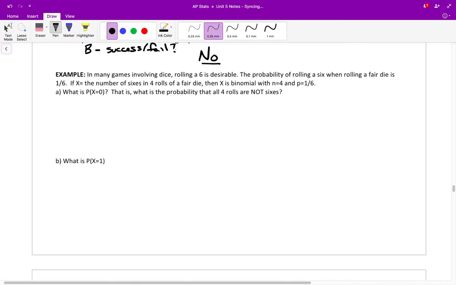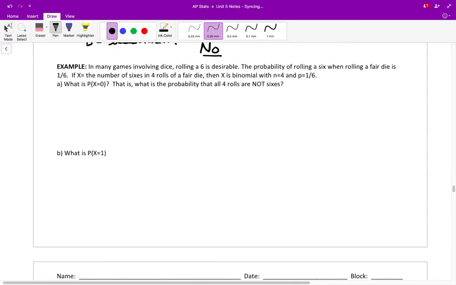Now, we're going to actually see how we can use some of this information to model some binomial distributions. Alright, so in this example, and basically what this is going to lead us to eventually, hopefully, is seeing a formula for calculating a probability for a binomial distribution. So, in this example, in many games involving dice, rolling a 6 is desirable. The probability of rolling a 6 when rolling a fair die is 1 out of 6. If we're going to let x equal the number of 6s in 4 rolls of a fair die, then x would be binomial, with n equals 4 and p equals 1 over 6.